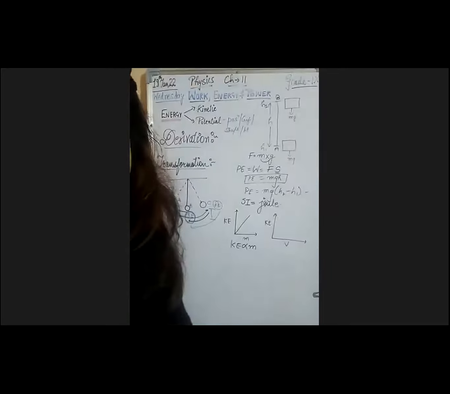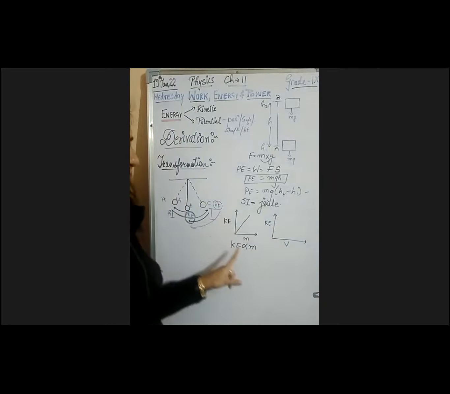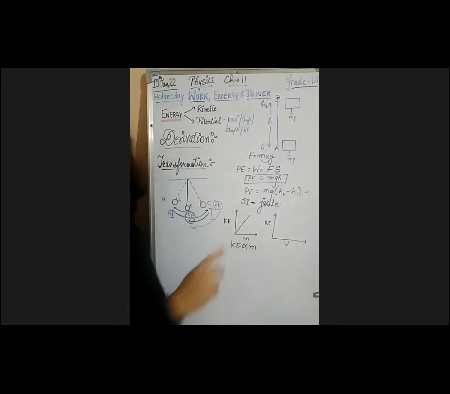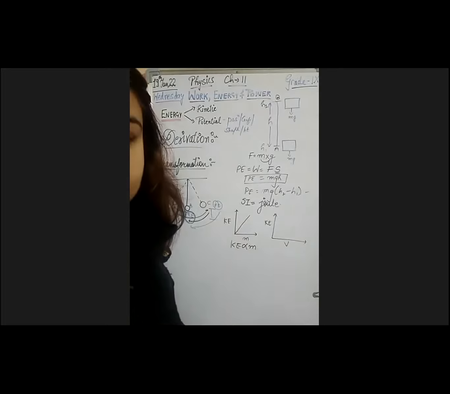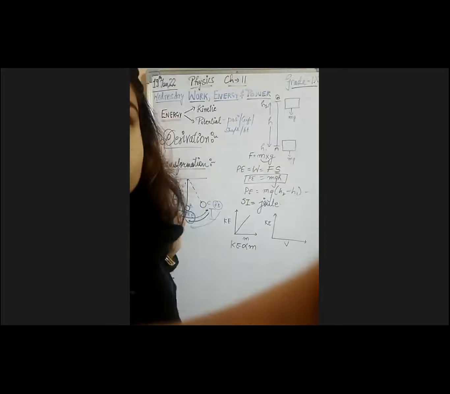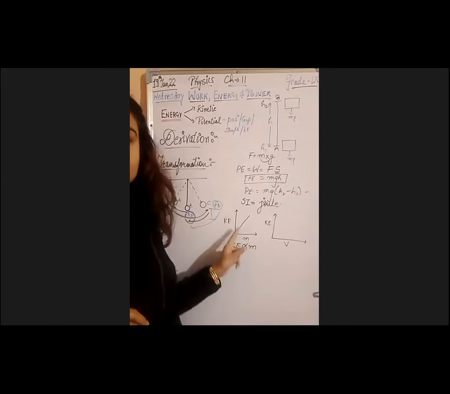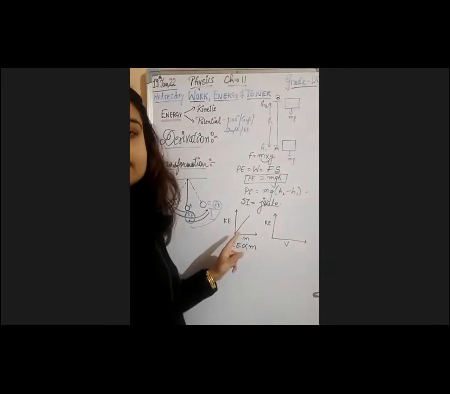Okay, fine. So now continue with our topic. Kinetic energy is directly proportional to mass, so an inclined straight line is there.